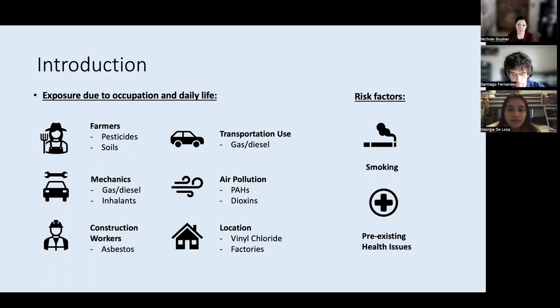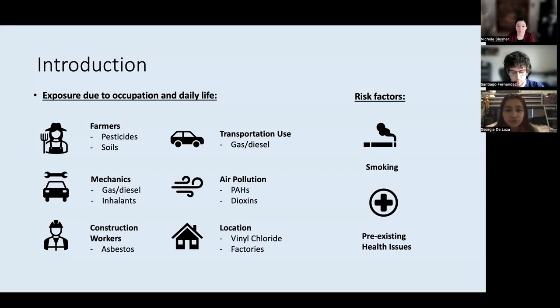However, even those that do not work in jobs that place them at a higher risk for exposure can still come in contact with substances in their daily lives, such as air pollution exposing individuals to dioxins or polycyclic aromatic hydrocarbons, or PAHs, and other airborne inhalants linked to cancer. The use of cars or other forms of transportation expose users to diesel and gasoline, but at much lower levels than the workers that work with these transportations. Exposure is also linked to the risk of cancer development, but many other factors affect this risk.